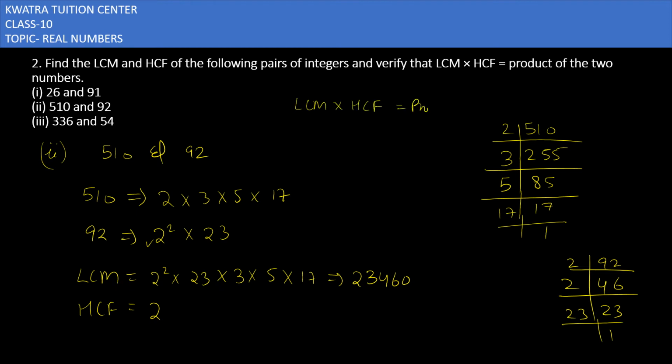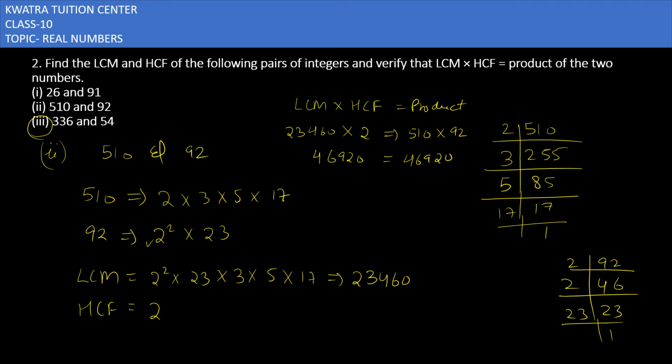Now you have to verify as well, and in the case of verification what you have to do is LCM into HCF is equal to product of two numbers. What is our LCM here? It is 23,460, HCF is 2, and the product of two numbers will be 510 into 92. So on the left side if you multiply you will get 46,920, on the other side you will get 46,920. So yes, this is verified. Now your homework is to do the third part, and yes, comment down your answer in the comment section below.